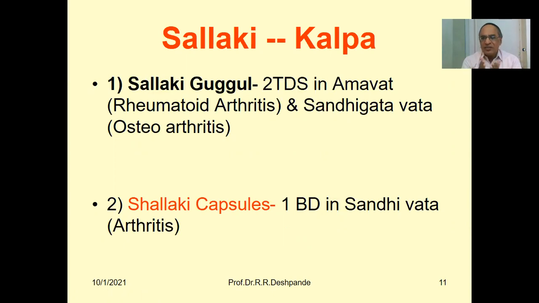Try to understand. Shallaki is, you can say, a variety of Guggal, a better form of Guggal. Okay. 2 TDS, 2 tablets, morning, afternoon, evening. 2 morning, 2 afternoon, 2 evening in Amavata. It may be rheumatic fever or it may be rheumatoid arthritis. Sandhigata Vata in Ayurveda, that is osteoarthritis. Shallaki capsules are available. 1 capsule in the morning, 1 capsule in the evening after food for Sandhigata Vata, osteoarthritis.